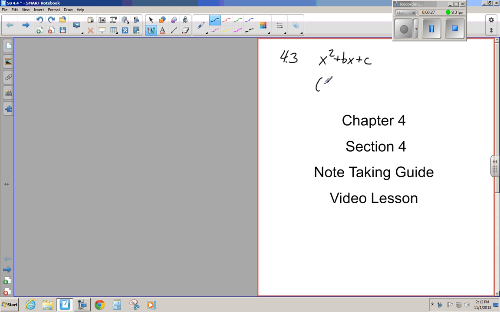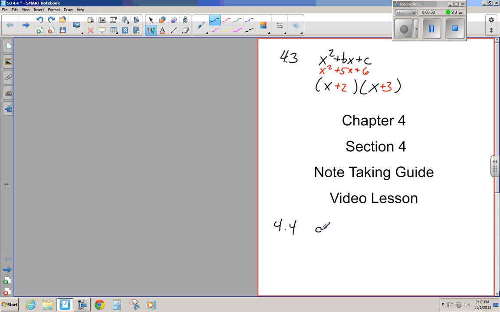So we had set things up like this. Let's say this was x squared plus 5x plus 6. So this would be plus 2 and plus 3. All right, something you can do in your head fairly easily once you get the hang of it.